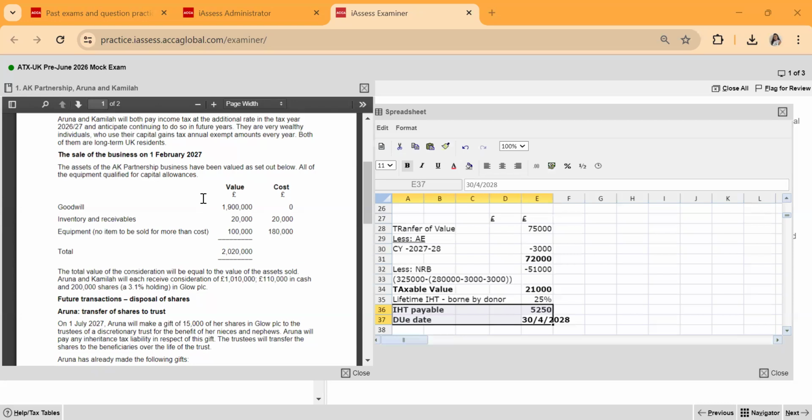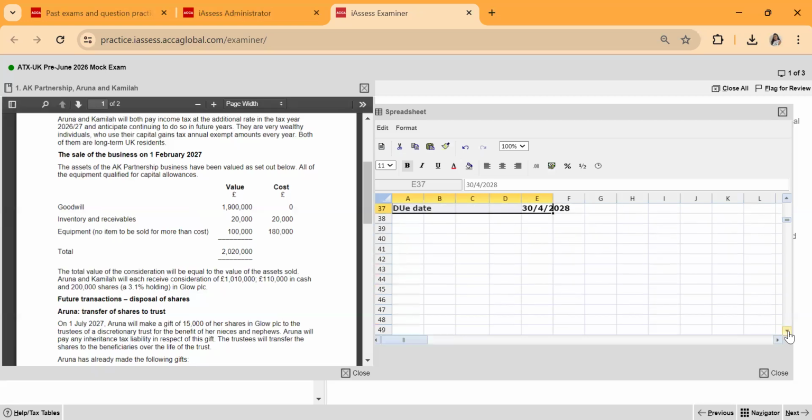Aruna and Kamila will each receive consideration of 1,000,000, which is going to be broken up into 110,000 in cash for each of them, and the remaining by way of 2 lakh shares in Glow Company. Each is going to receive that. So all this data is given to us. Now, first we have to ascertain whether incorporation relief should be given or not.